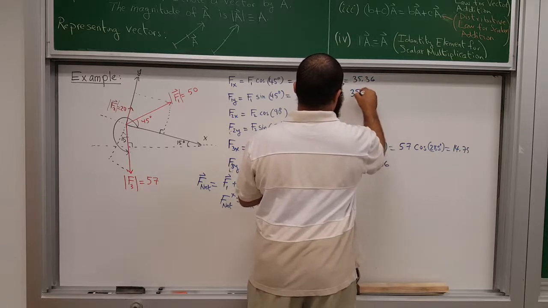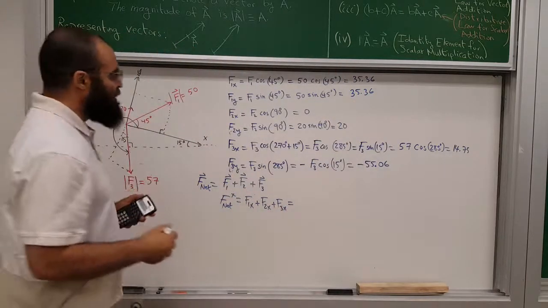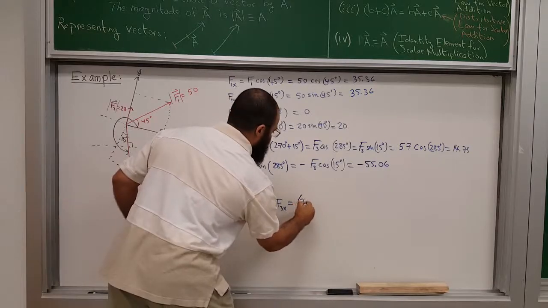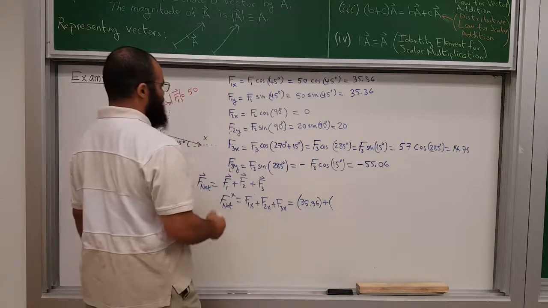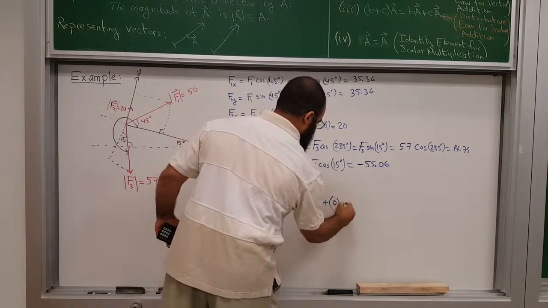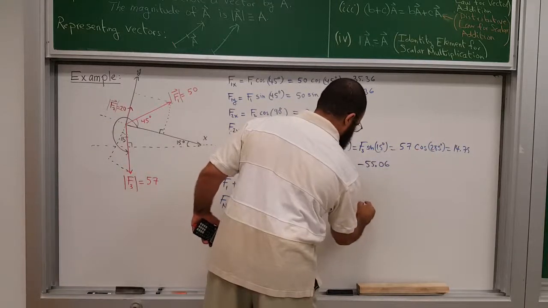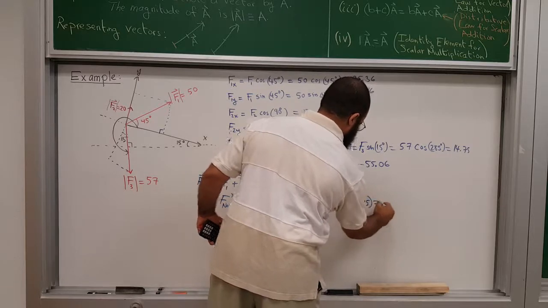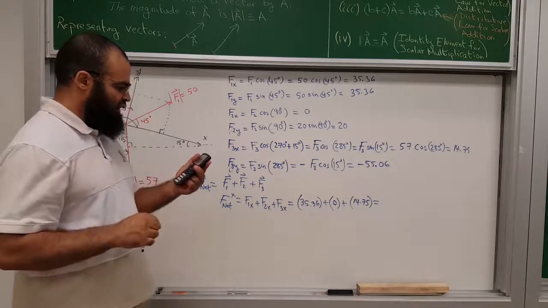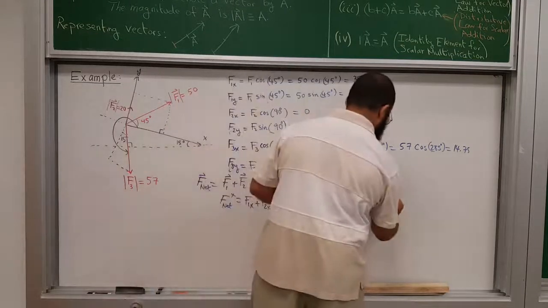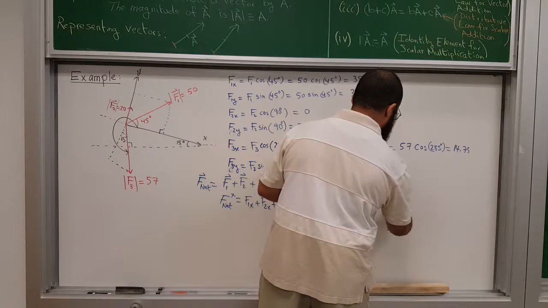And this one is also 35.36, because cosine of 45 and sine of 45 are the same. So let's add them. It will be 35.36 plus, what's the x component of F2? It's 0. Plus the x component of F3, that's 14.75. Okay, so let's add those. You get 50.11.